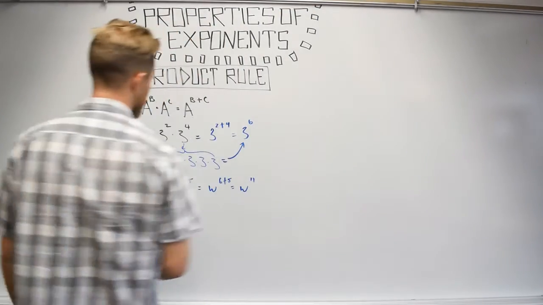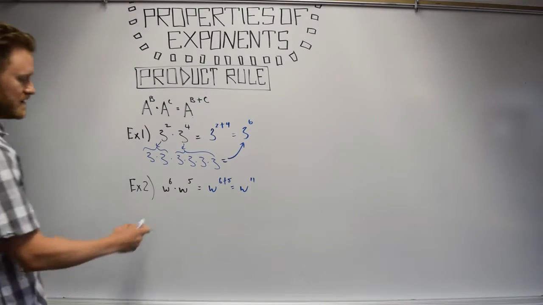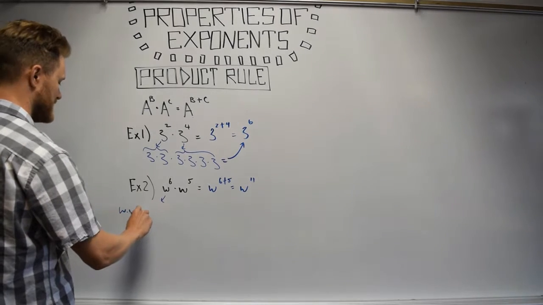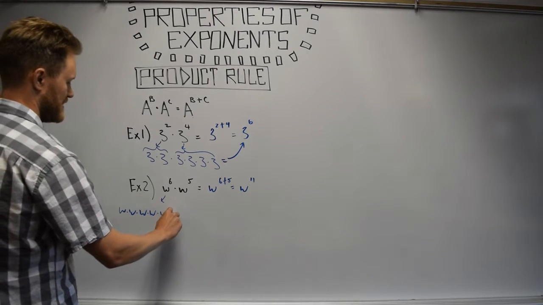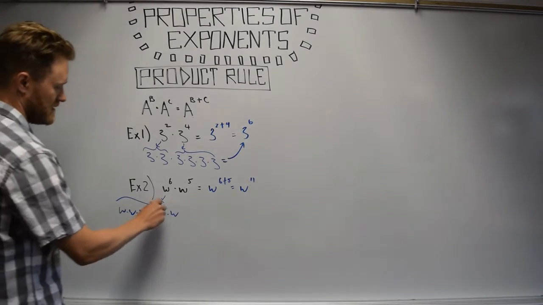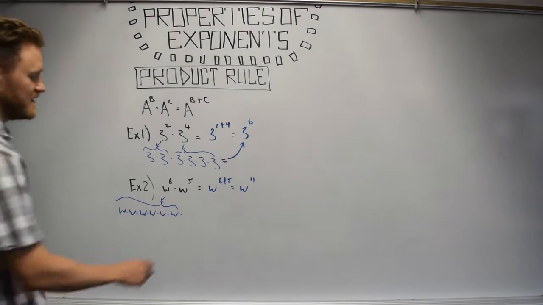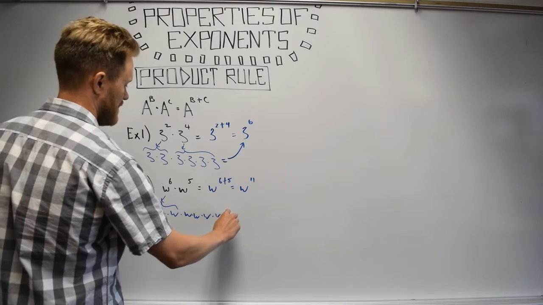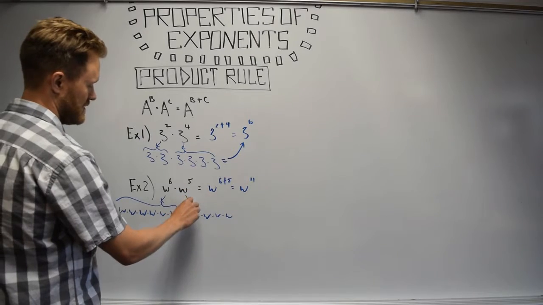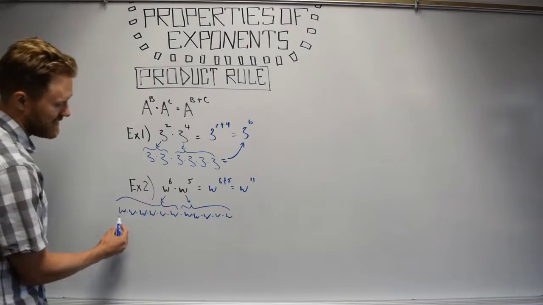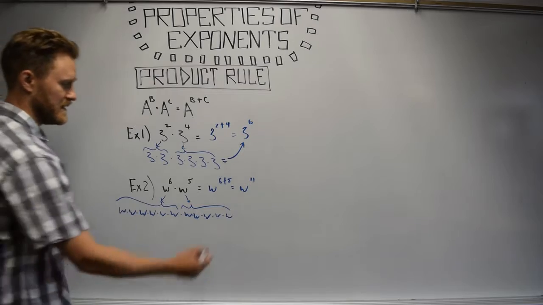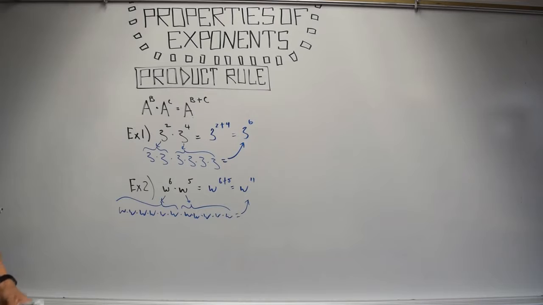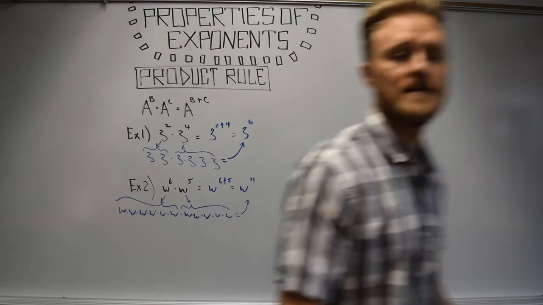And if I do the same justification on this one to understand why it works, w to the 6th is w multiplied by itself 6 times. w to the 5th is w multiplied by itself 5 times. So if I count all the w's I have being multiplied together, I have 11 of them, or w to the 11th.